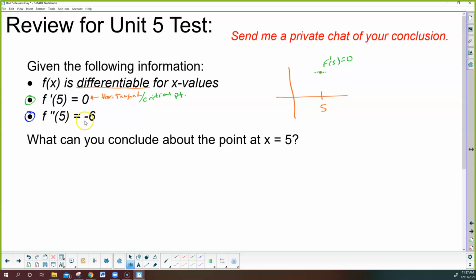What does the second derivative tell us? I really don't care about the number 6. I care about the negative. So this is telling me that f double prime of 5 has to be less than 0. And I can see a couple students had mentioned this. They concluded that the original function is concave down here.